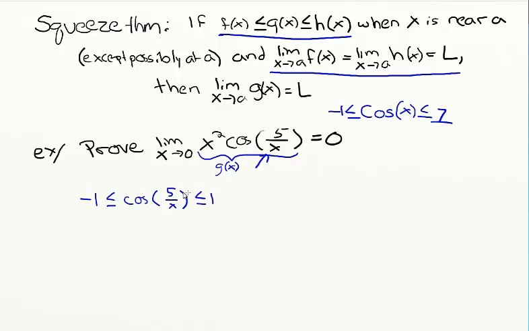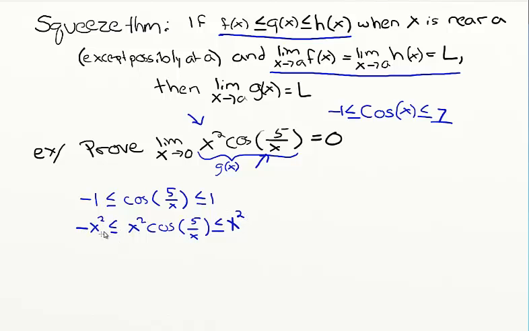So now, we have three functions, and we almost have g in the middle, but what are we missing? Well, we're missing this x squared right here. So why don't we just multiply the entire thing by x squared? So we'll get negative x squared is less than or equal to x squared cosine of 5 over x, which is less than or equal to x squared.